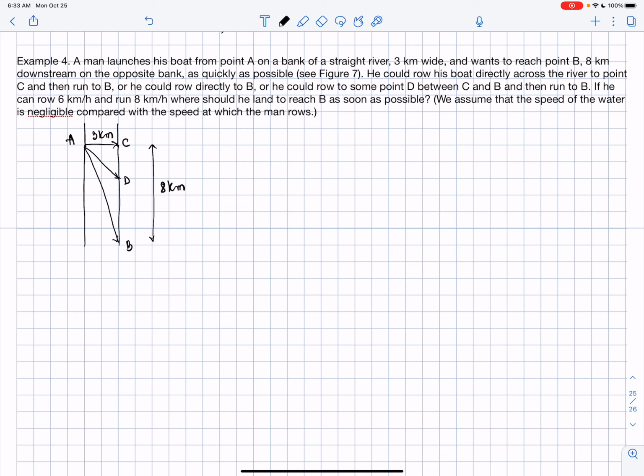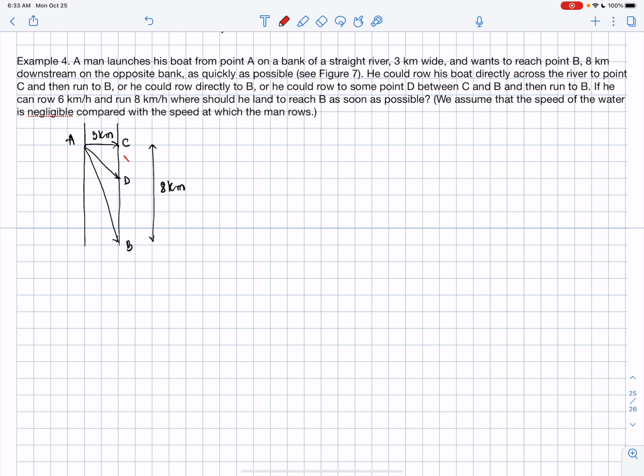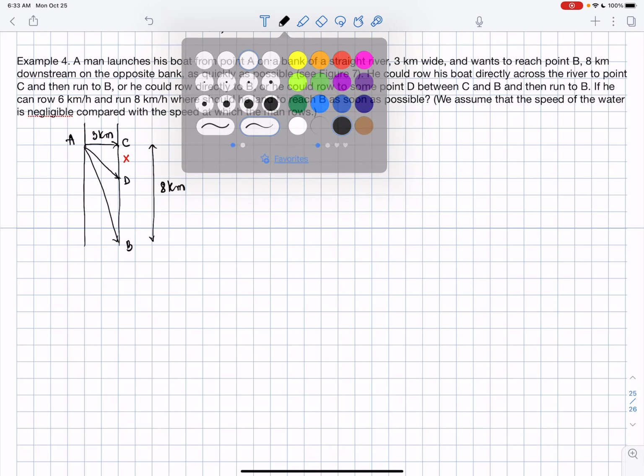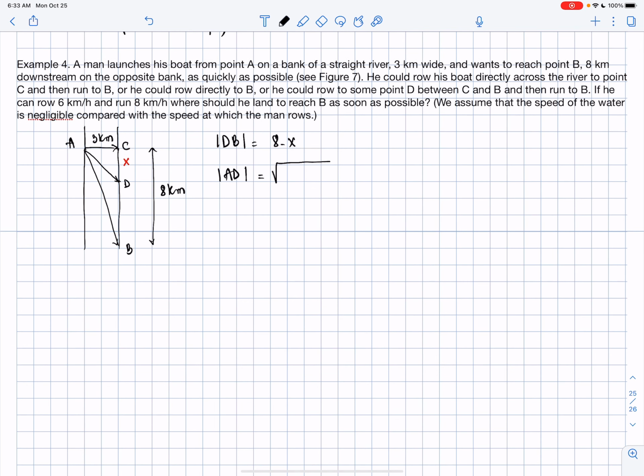Okay, so let's call the distance from C to D x. Then the distance from D to B is 8 minus x. Then we have AD. Using the Pythagorean theorem, we will have the square root of x squared plus 9.